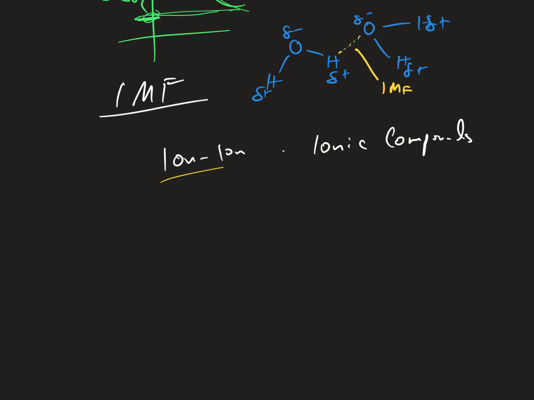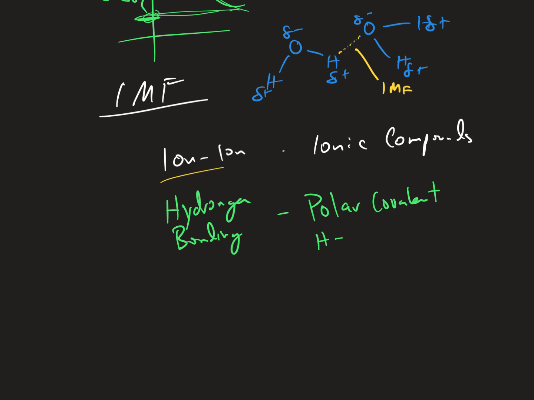Another one is hydrogen bonding. And hydrogen bonding is for polar covalent bonds. But specifically, when hydrogen is directly bonded to, do you remember? Nitrogen, oxygen, and fluorine. Only those. Why those three? Because they're the most electronegative. Good?